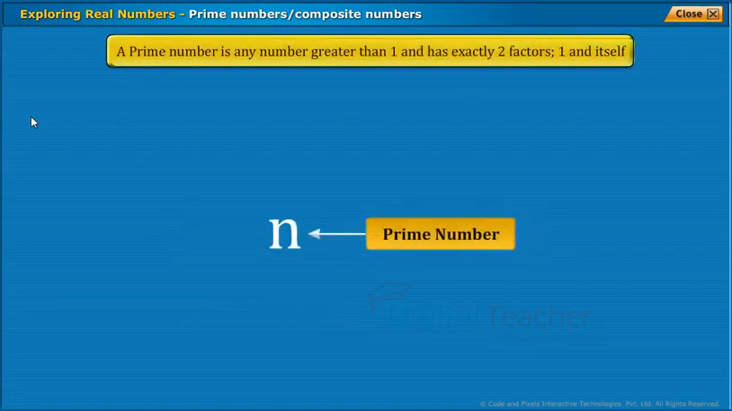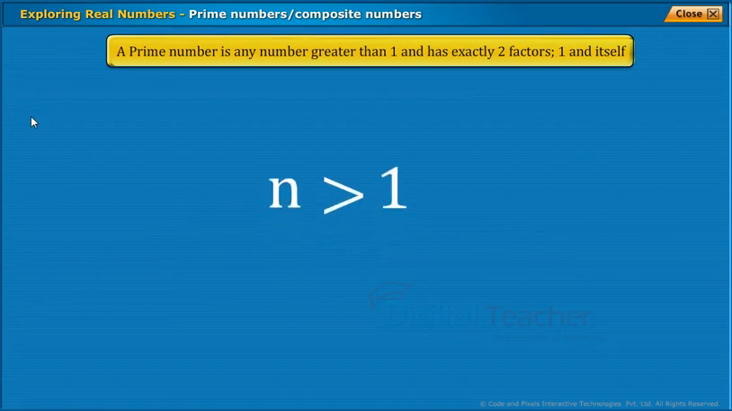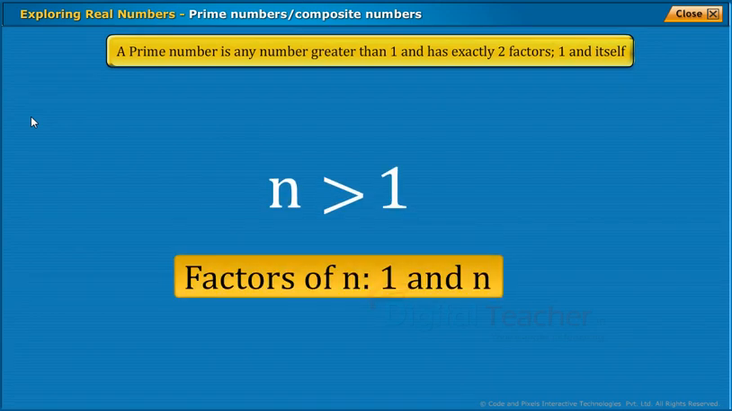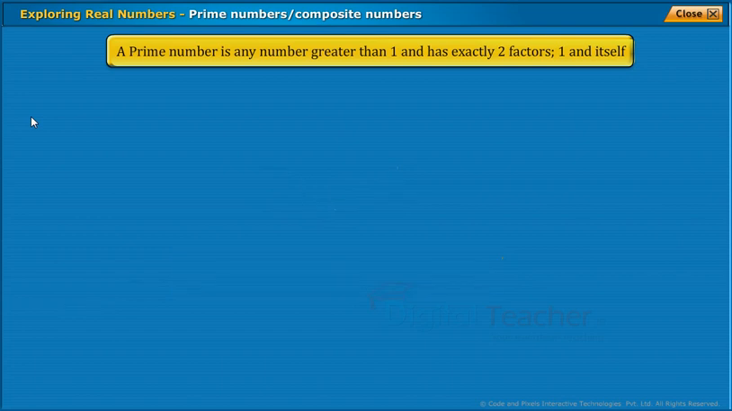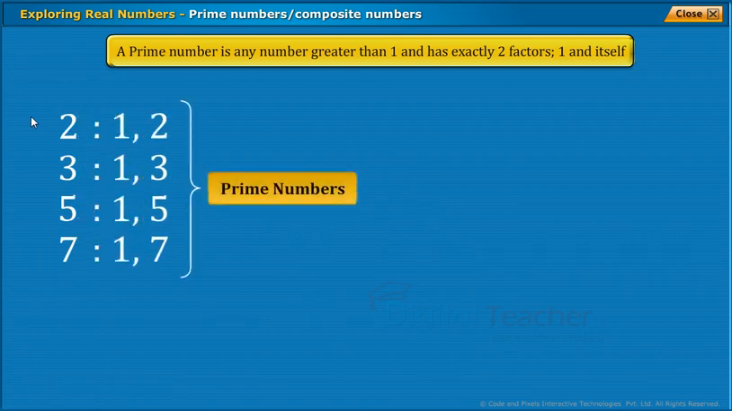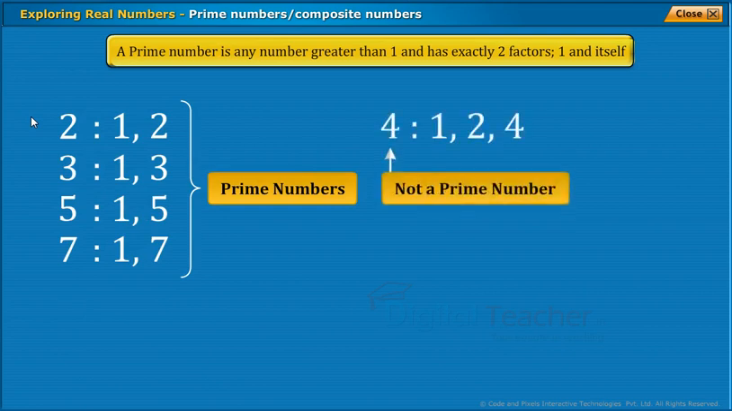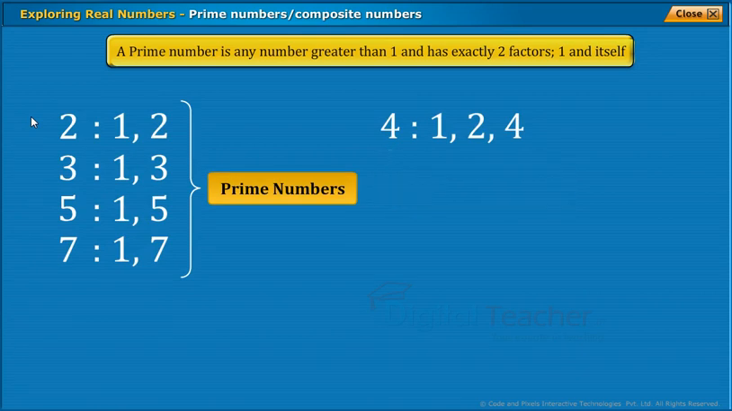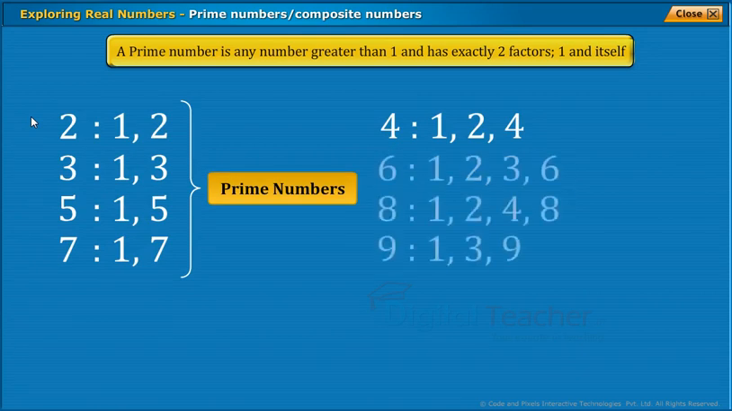Prime number. A prime number is any number greater than 1 that has exactly two factors, 1 and itself. Examples: 2 and 3 are primes because they have exactly two factors, 1 and itself, as on the screen. But 4 is not a prime because it has more than two factors: 1, 2 and 4. Examples are as shown on the screen.